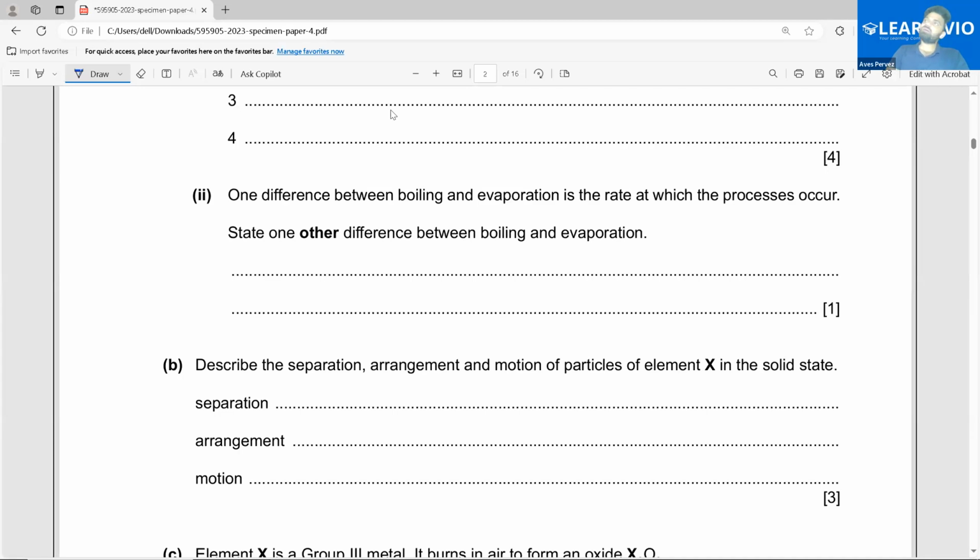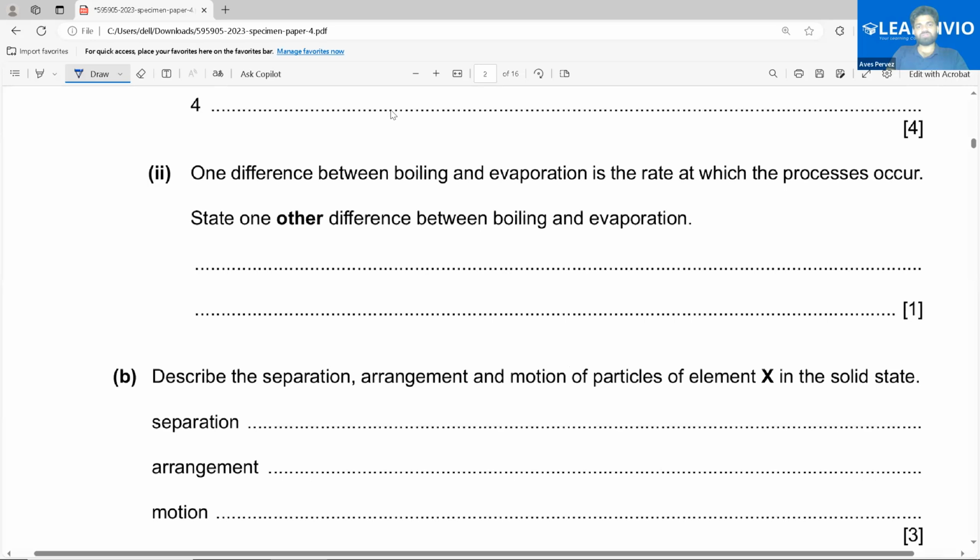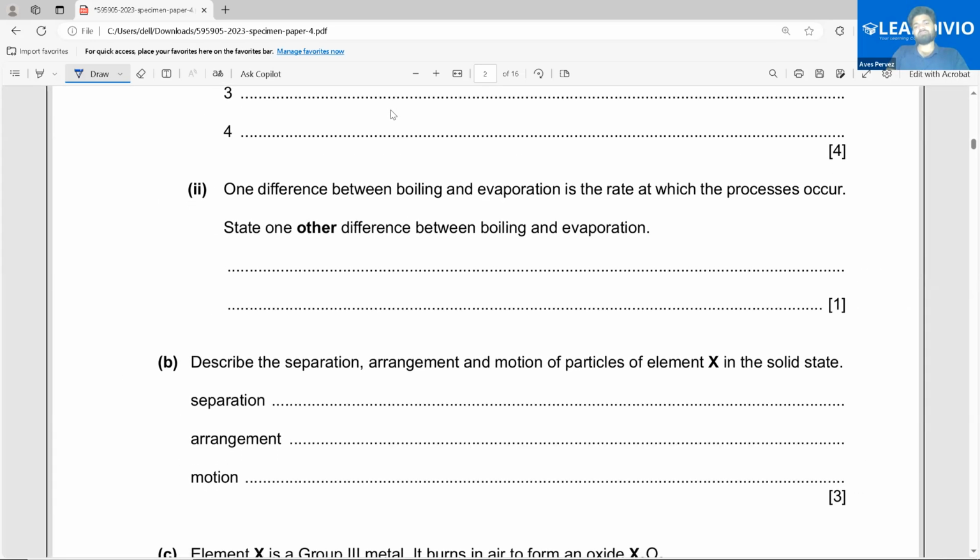For boiling, it needs a specific temperature, 100 degrees Celsius. Yes, you can say that evaporation can occur below the boiling temperature, while boiling will always occur at the boiling temperature. Evaporation is a surface phenomenon, while boiling is a bulk phenomenon. Okay.